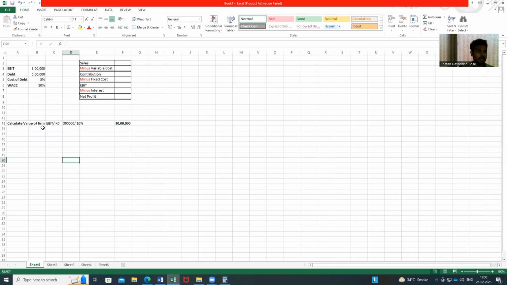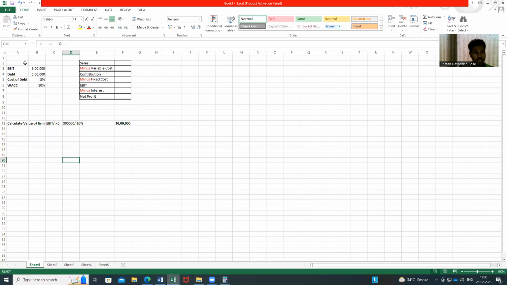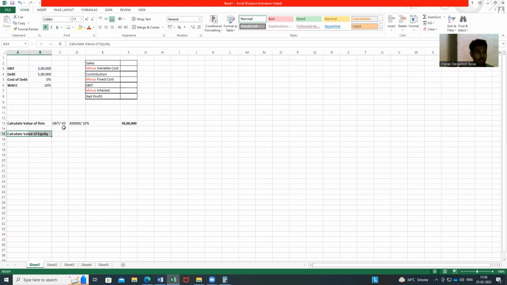So let me now move ahead with the next question. Now this next question will include the similar figure. Yahi case rahega, but they may ask you something else instead of calculating value of firm. What if they now ask you to calculate value of equity? What will you do if they ask you to calculate value of equity? What are we going to do?